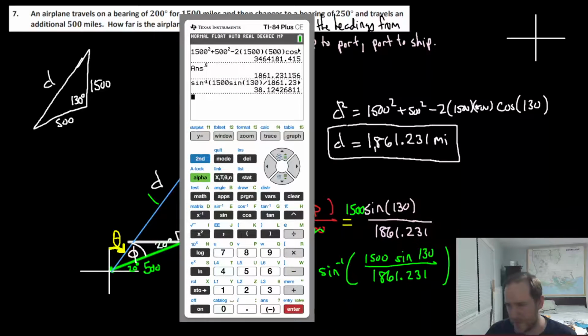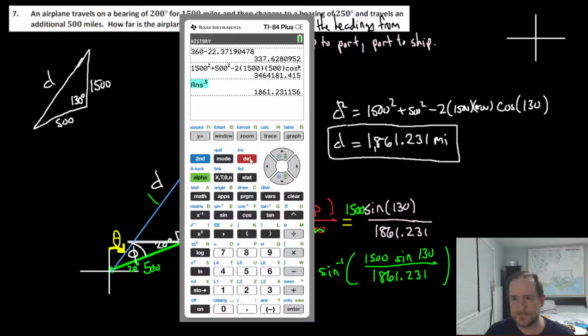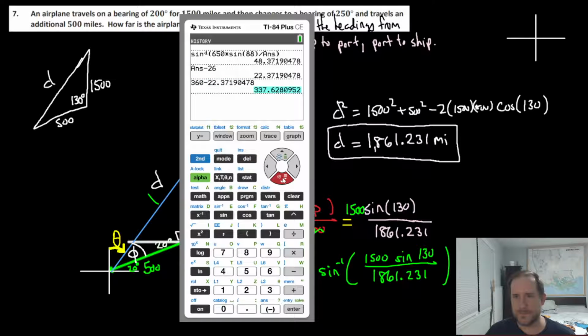And all that work, all that precious work, still sitting there in the calculator. Delete, delete, delete. Wait, should I have deleted? I don't think so. Well, old Mr. F really messed up now. Yeah, all right, that's fine.